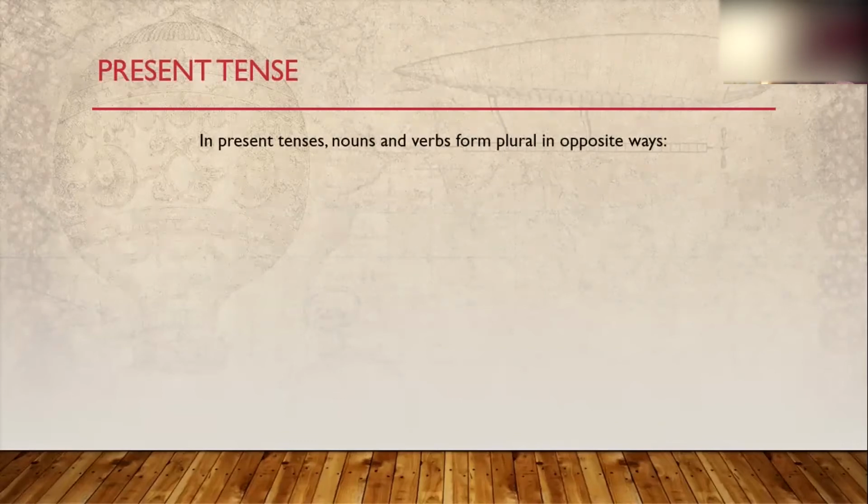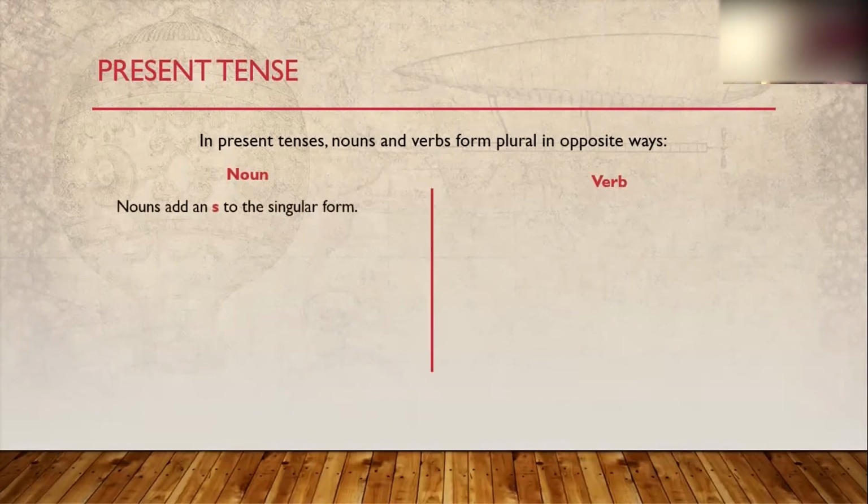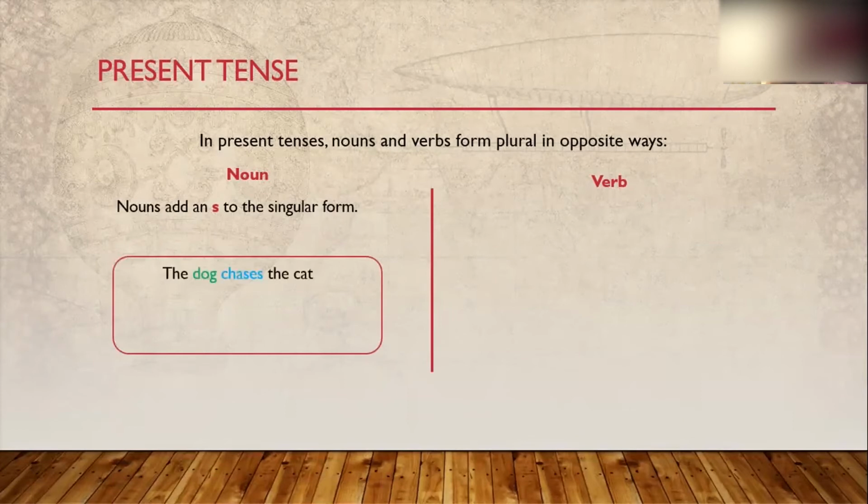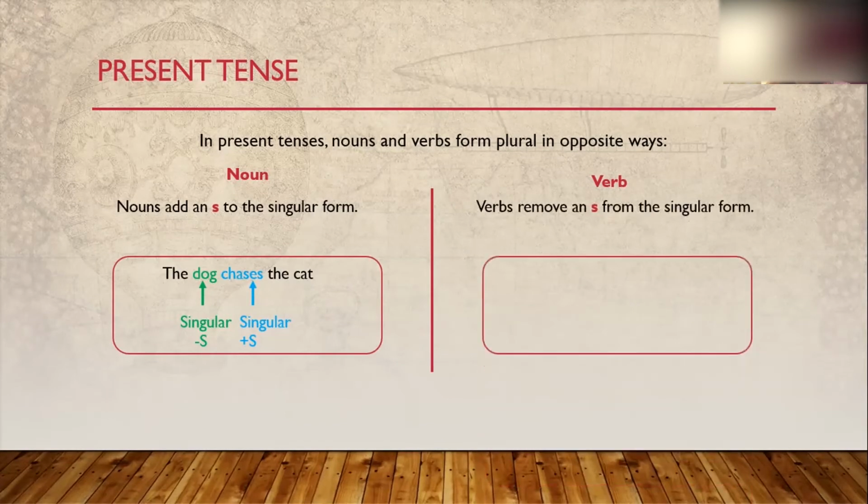In present tenses, nouns and verbs form plural in opposite ways. So we will discuss from an example how both are opposite to each other. In nouns, add an s to the singular form. So, for example, the dog chases the cat. Here, the dog is singular, so the verb used here is also singular, with an s added to the verb. So, move on towards the verb. In verbs, remove an s from the singular form. For example, the dogs chase the cat.